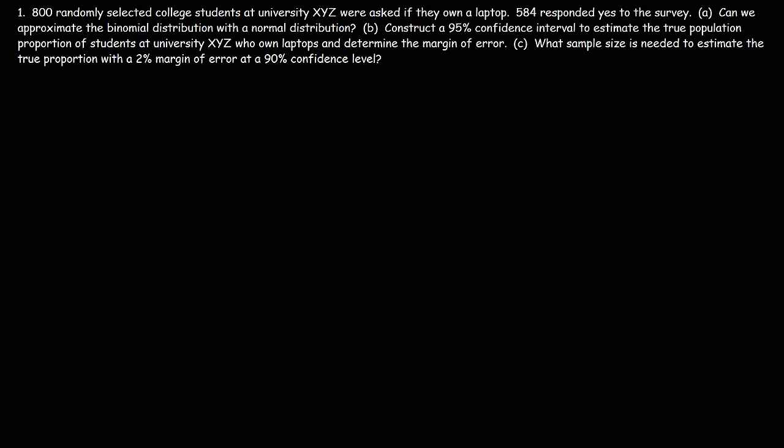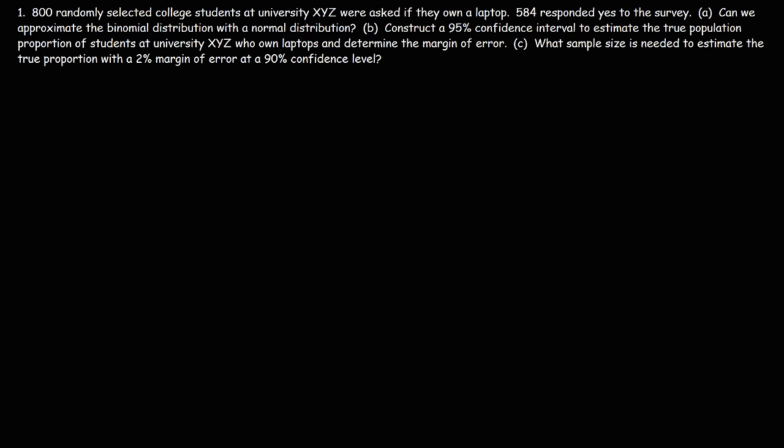In this video, we're going to talk about how to find the confidence interval of a population proportion. So here is an example problem. Number 1, 800 randomly selected college students at University XYZ were asked if they own a laptop. So out of the 800, 584 responded yes to the survey.